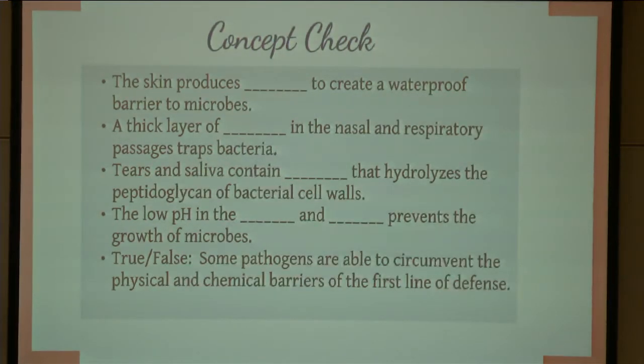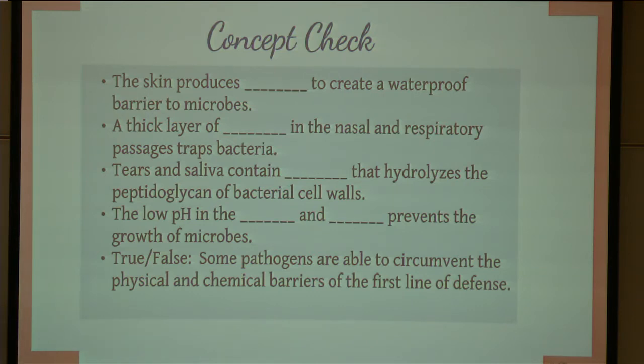Let's do a concept check for your first line. Your skin produces which protein to create a waterproof barrier? Keratin. Keratin is the protein we see in the epidermis. A thick layer of what in the nasal and respiratory passages helps to trap bacteria? Mucus, along those mucous membranes. Tears and saliva contain what that hydrolyzes the peptidoglycan of bacterial cell walls? Lysozyme. It can break down the PG layer, dissolve it.